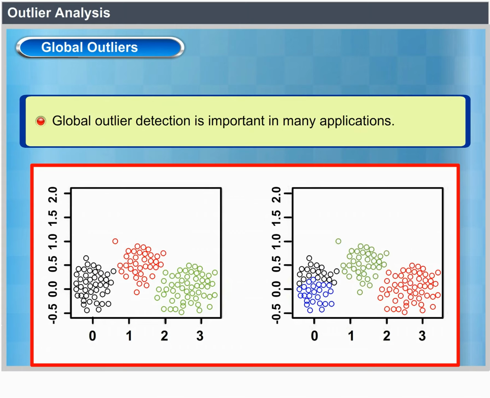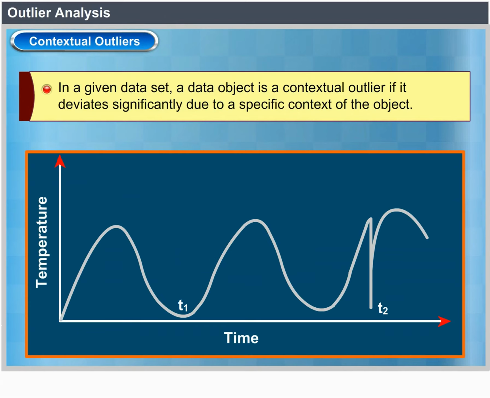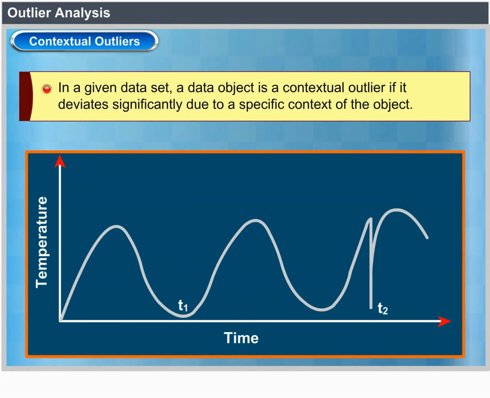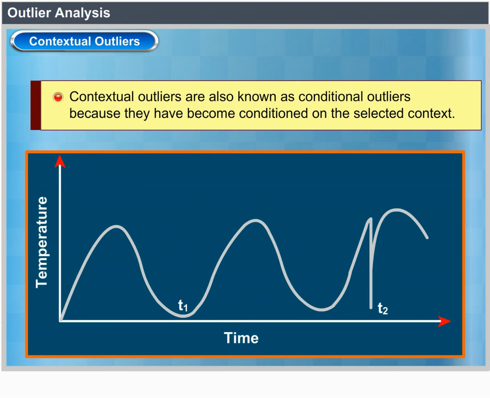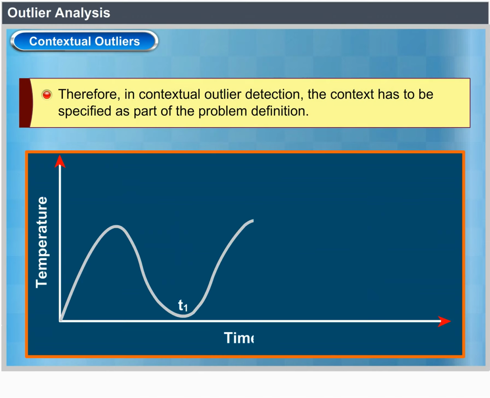Contextual outliers. In a given dataset, a data object is a contextual outlier if it deviates significantly with respect to a specific context of the object. Contextual outliers are also known as conditional outliers because they are conditional on the selected context. Therefore, in contextual outlier detection, the context has to be specified as part of the problem definition.